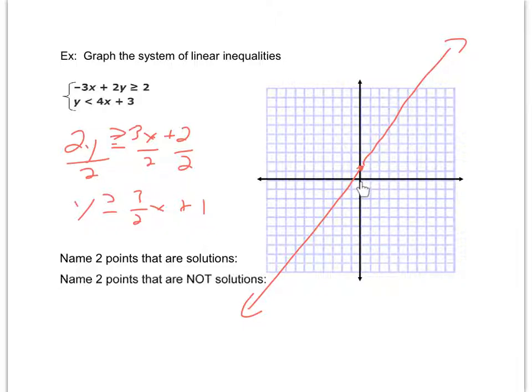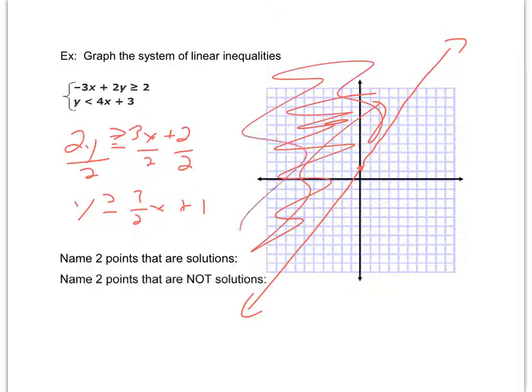So (0, 0), the ordered pair, the origin, the easiest point to throw in, didn't work. So I'm not going to shade on the side with (0, 0). I'm going to shade on the side without (0, 0), and I'm going to do that in red, just real quick.